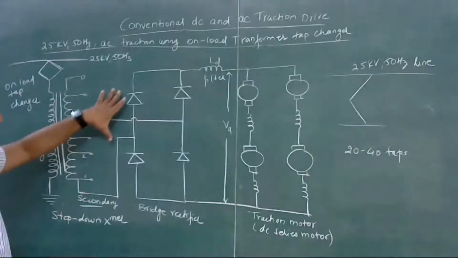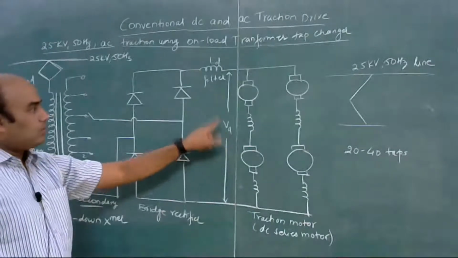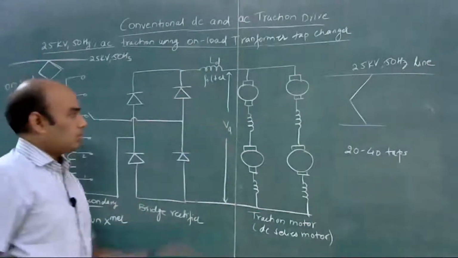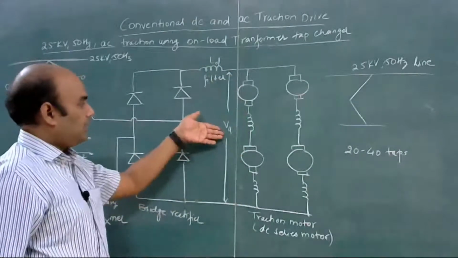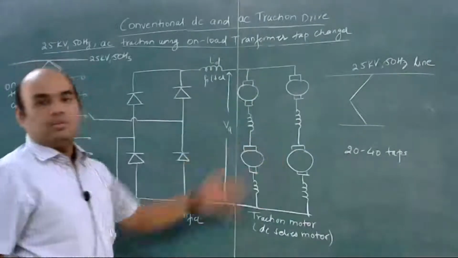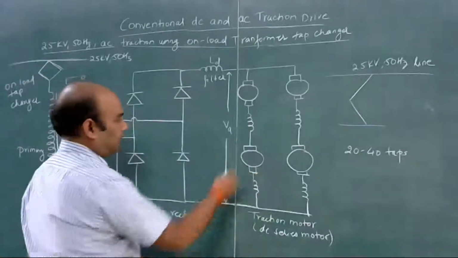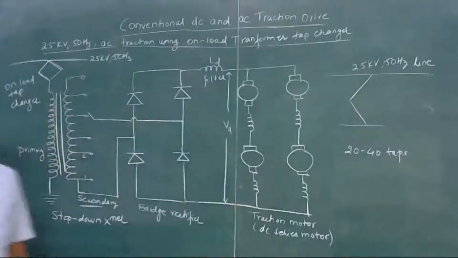So the voltage applied to this rectifier will be changed, and the output will be changed accordingly. This will be Va, the voltage input to this armature. And by changing this armature voltage, we can control the speed of these DC motors. So we can change its speed, torque, and so we can start from 0 voltage and achieve higher and higher speed.